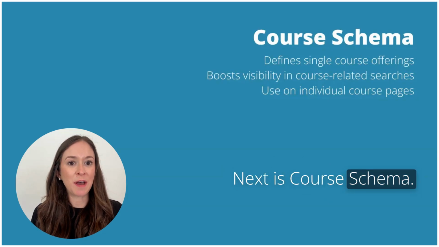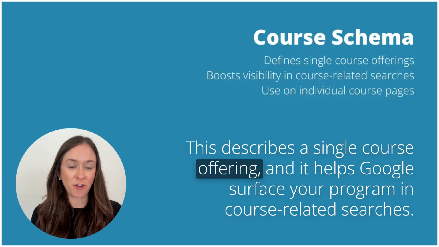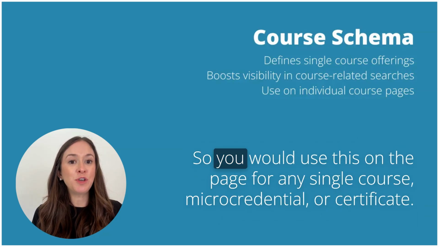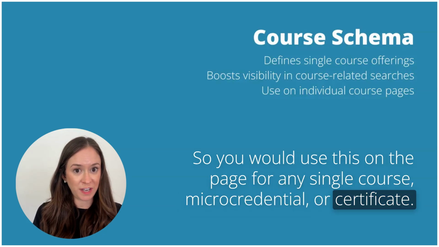Next is course schema. This describes a single course offering, and it helps Google surface your program in course-related searches. So you would use this on a page for any single course, micro-credential, or certificate.